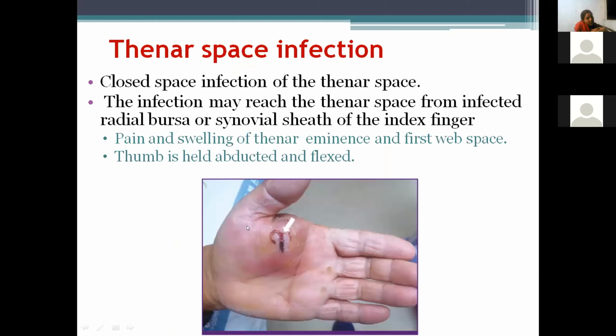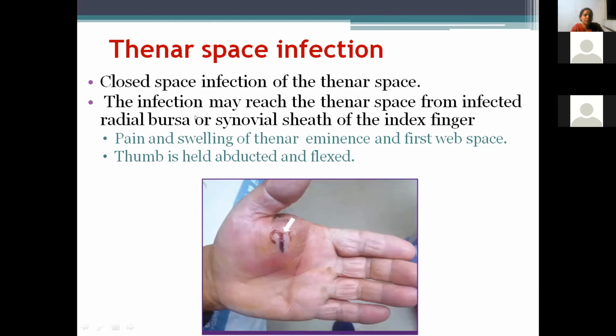As the mid-palmar space can get infected, similarly, the thenar space also can get infected. The infection may reach via the radial bursa. So pain and swelling may be there. In the first web space, the thumb is held in an abducted and flexed position. Okay, like this.